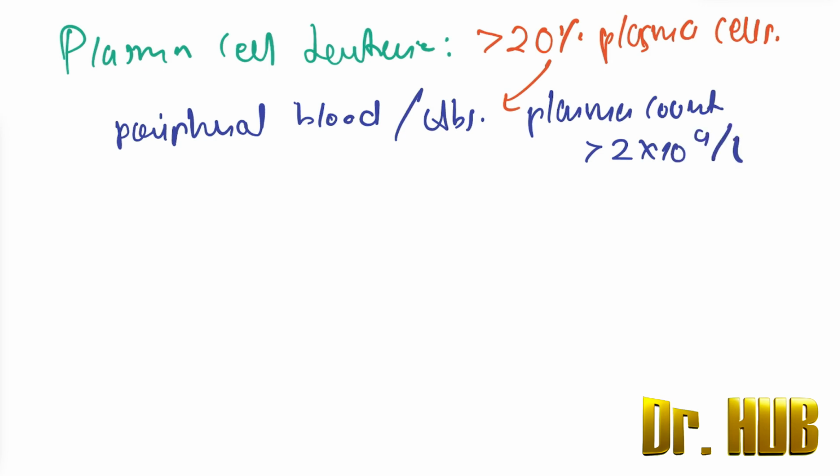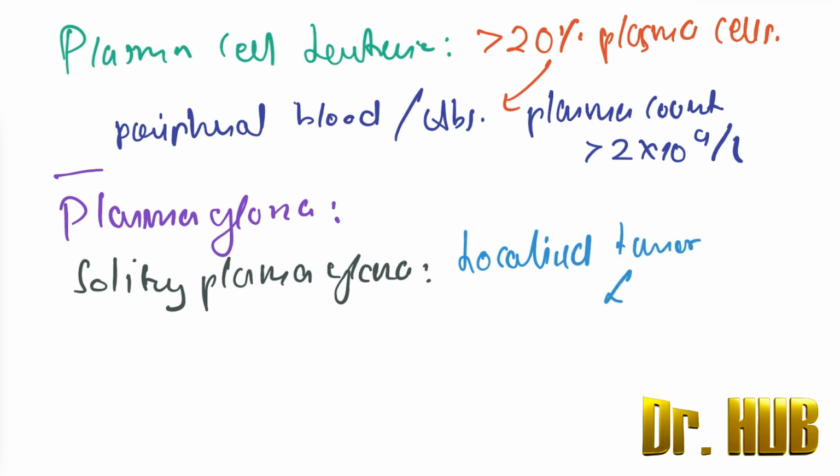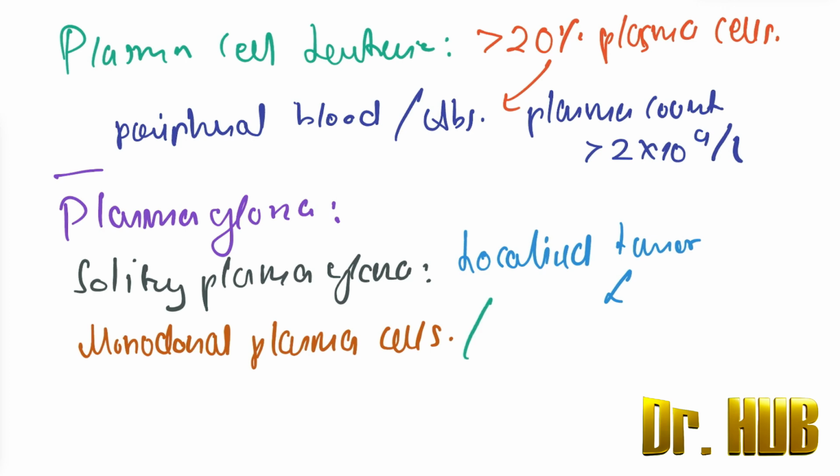Next, we look at the plasmacytoma. The solitary plasmacytoma is a localized tumor of the monoclonal plasma cells, and there are no clinical features of the plasma cell myeloma.